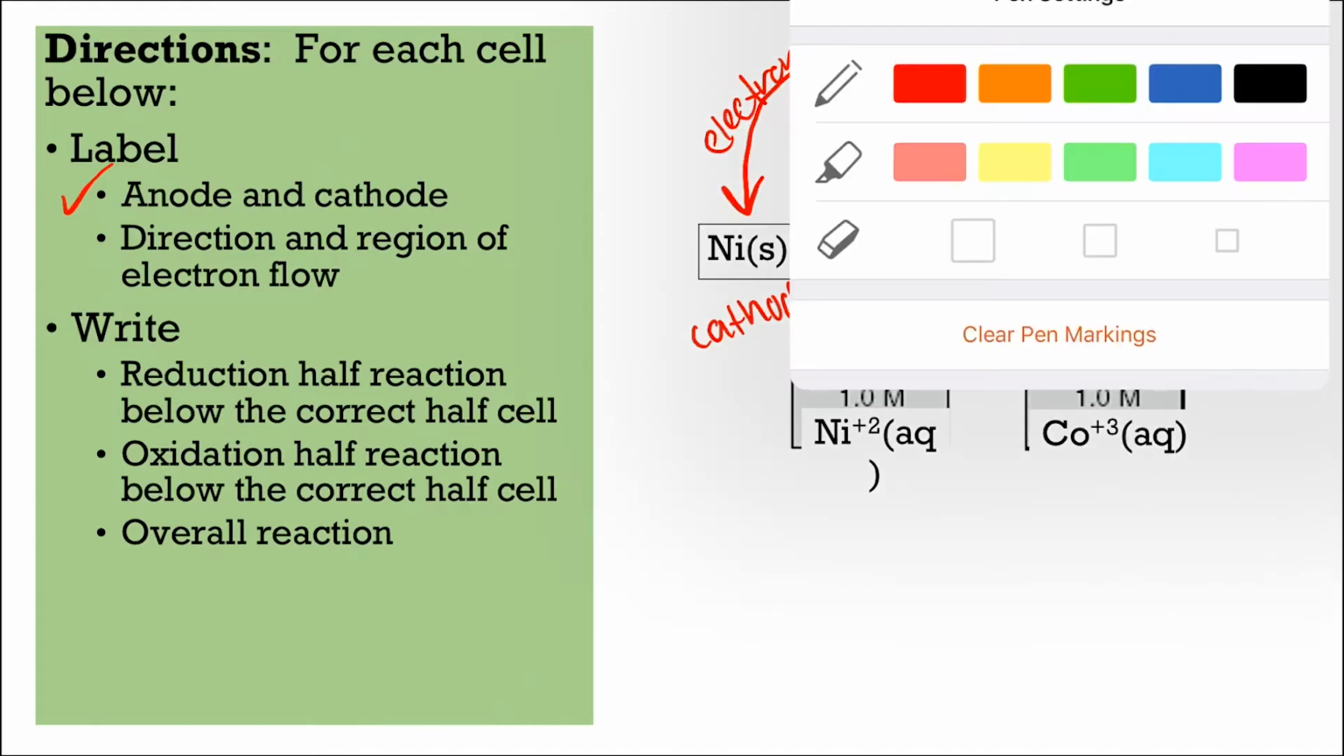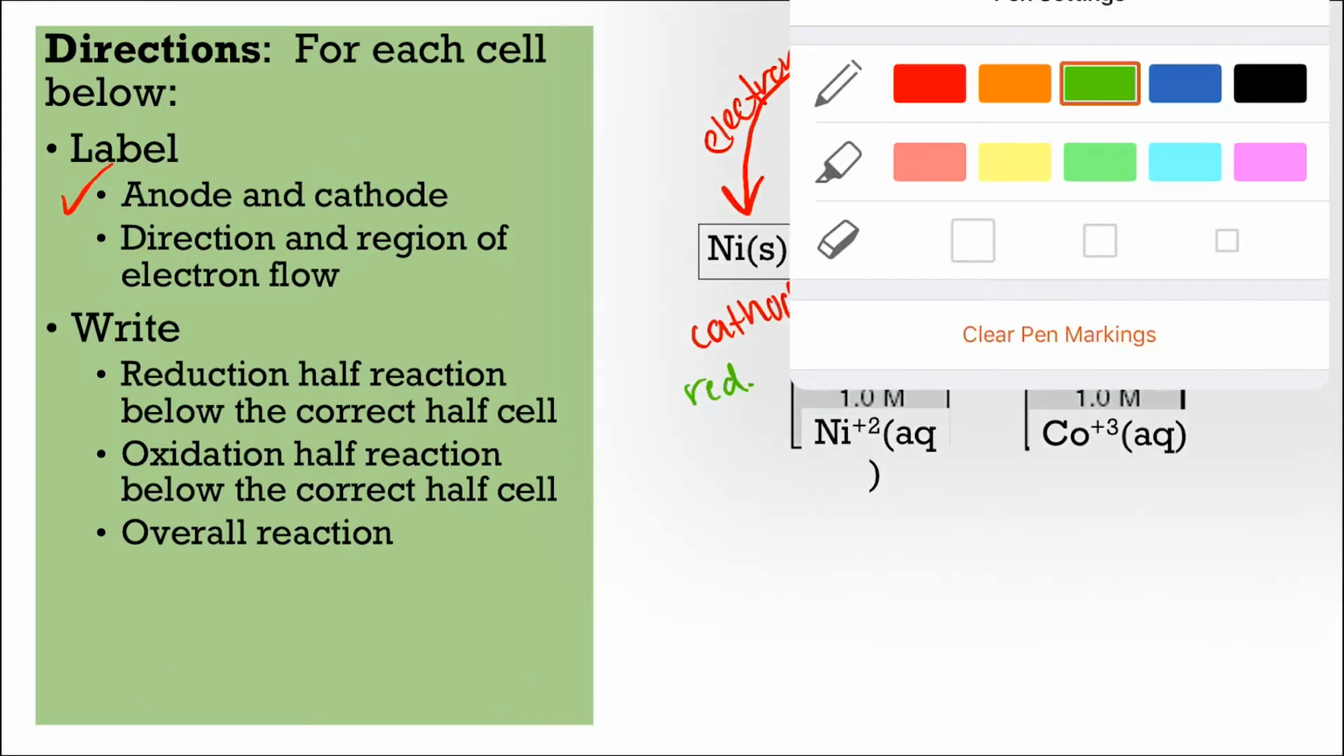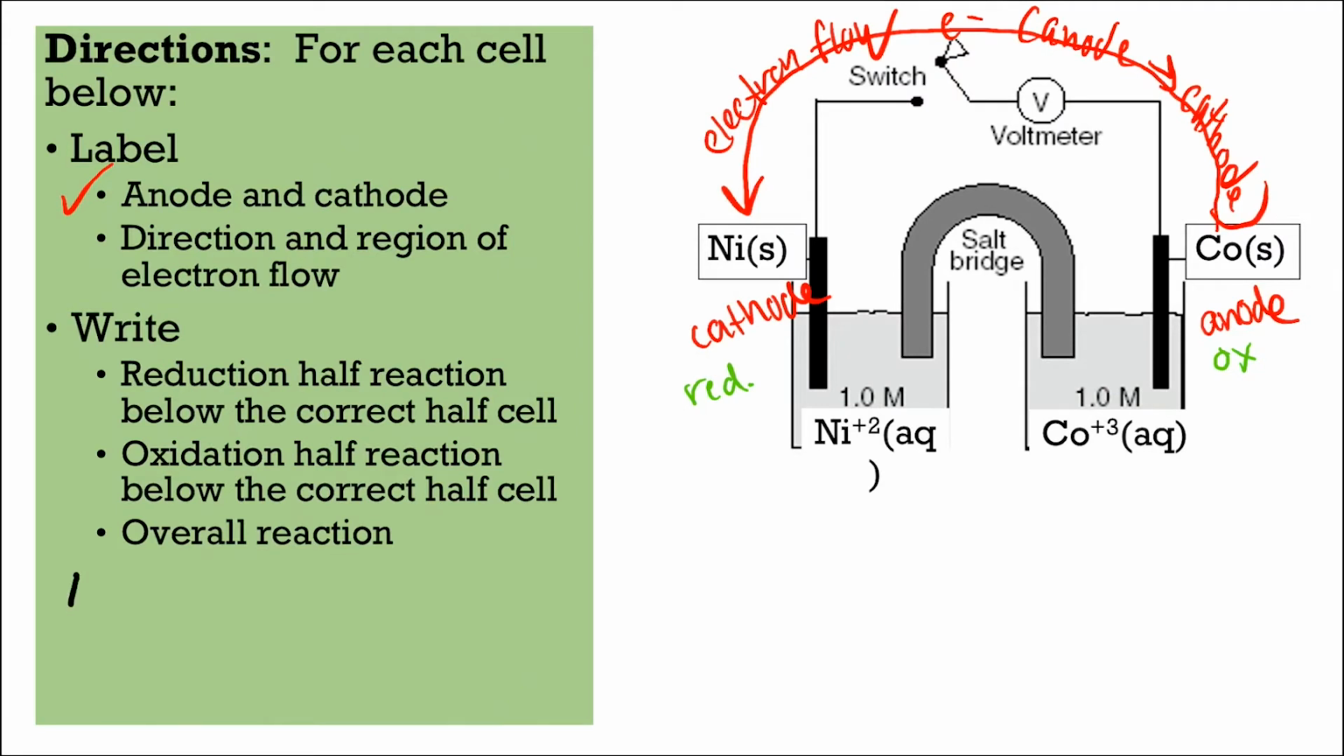So then we know reduction happens at the cathode, oxidation happens at the anode. Friday, we had mentioned LEO says GER every day since we started this unit. We talked about red cat, which is how you can remember reduction happens at the cathode, and an ox is how you can remember oxidation happens at the anode.